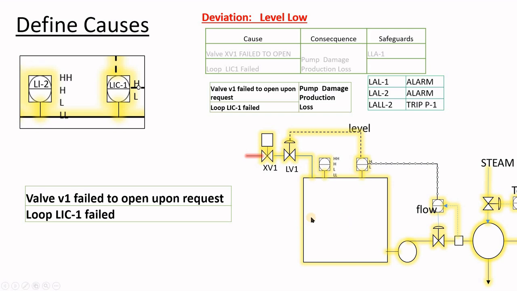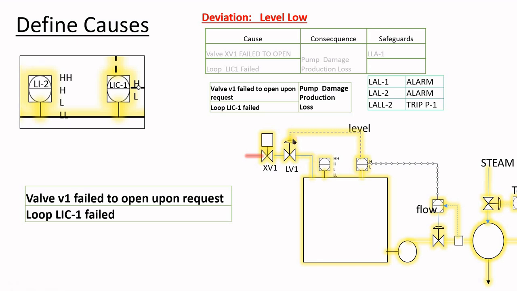But if the transmitter reads wrong, or the valve refuses to open, or the control system has a problem, then the loop will fail. In this case, we call it loop LIC-1 failed, failed in a manner to cause the level to go low. But it can also fail in another way that makes the level go high. So we will consider it in both cases, level low and level high.